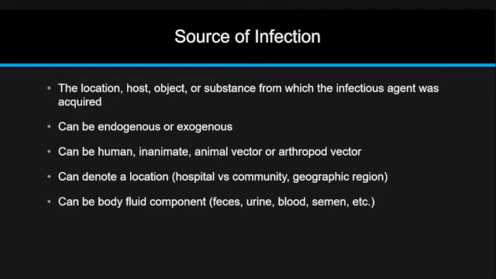And again, these can be endogenous or exogenous. Human, inanimate, animal vector, arthropod vector, just look at all the things we've already talked about. All of these can be sources of infection. It can be a location, whether it's hospital-based or healthcare associated or community. It can be geographic. And then it can be a specific body fluid component. So it could be feces or urine or bloodborne infections, etc., or your STIs when it comes to semen.